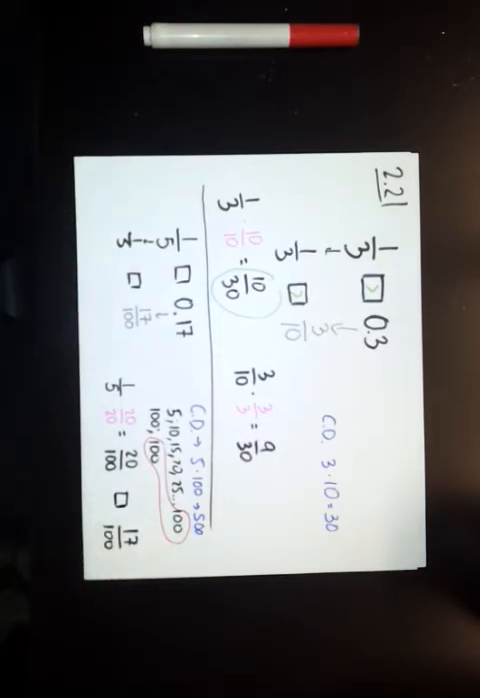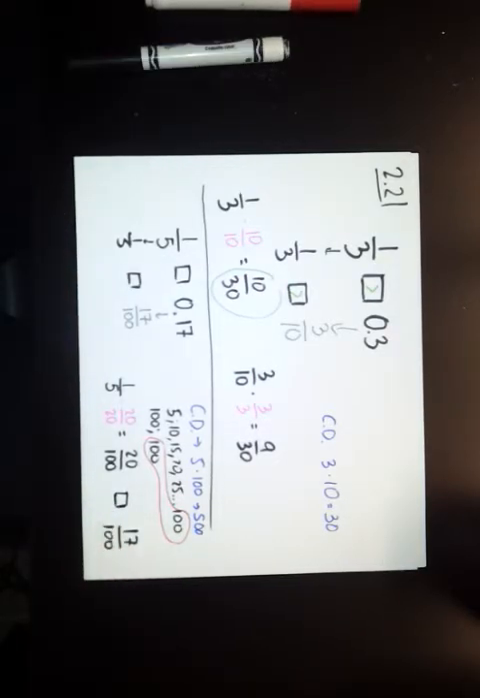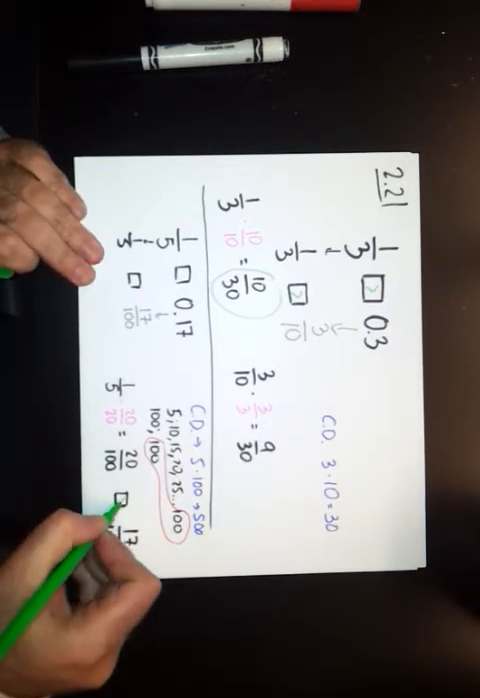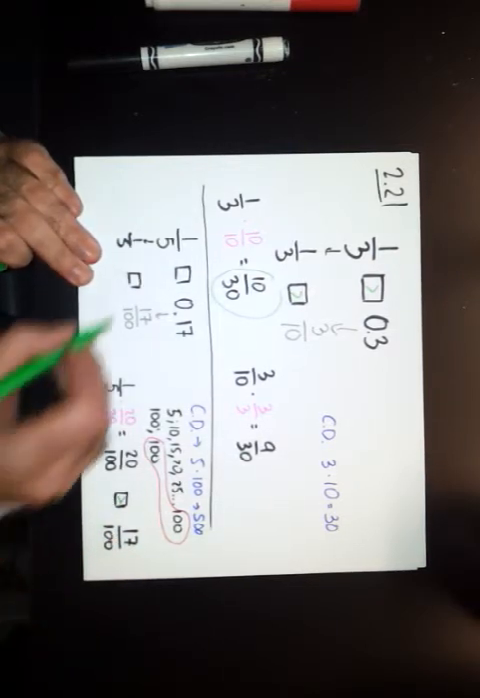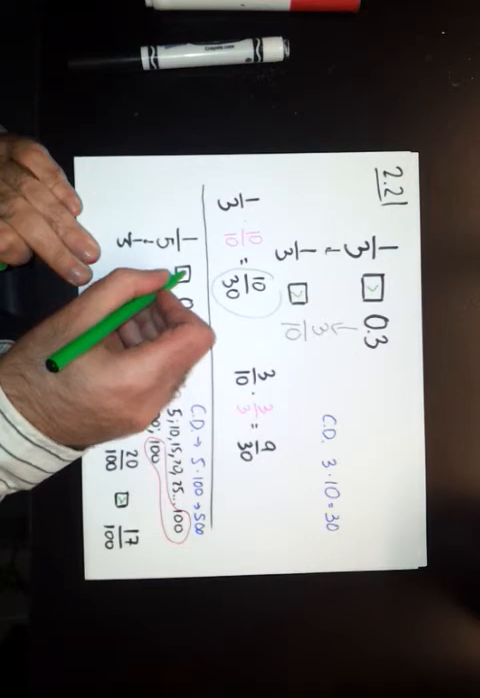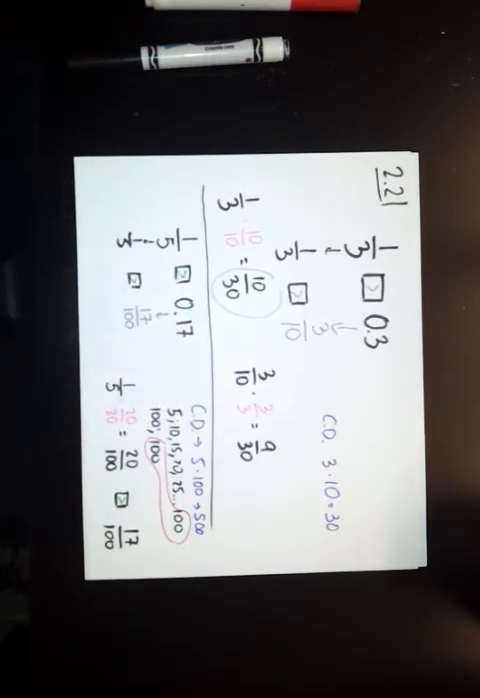So I'm just going to write it right over here. Which one is bigger? Now it's so easy to see. The 20 over 100 is of course bigger than the 17 over 100. And that's it. That's all you do.